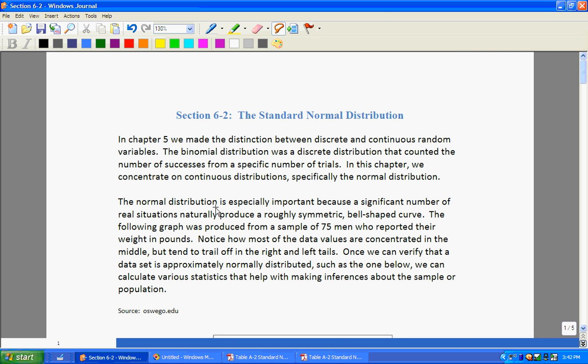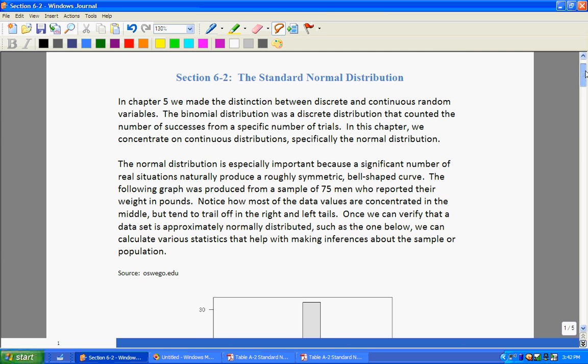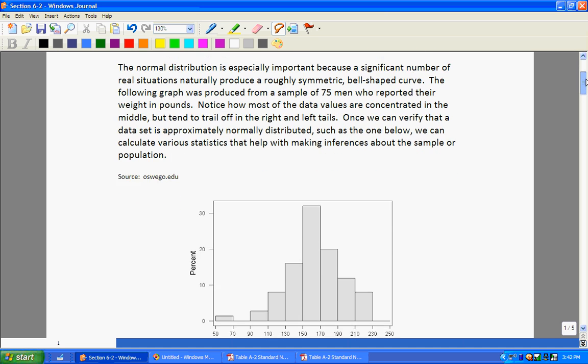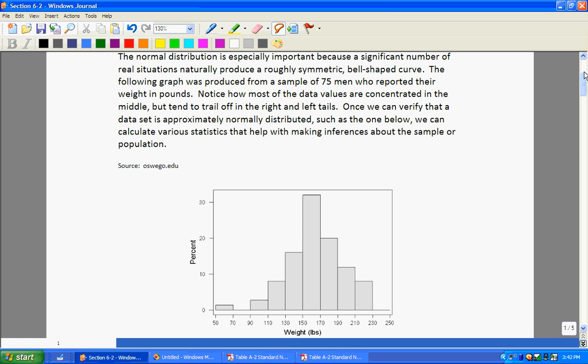Now, the normal distribution is especially important because a significant number of real situations naturally produce a roughly symmetric bell-shaped curve. Take a look at the following graph. This graph was produced from a sample of 75 men who reported their weight in pounds. Now, keep in mind 75 men or people or whatever is relatively small when you're talking about all people or something to that magnitude. So it's relatively small, but even with this small sample, you can already see a trend.